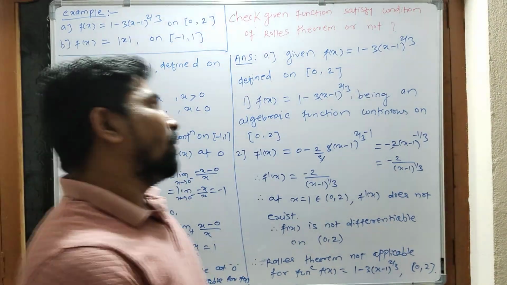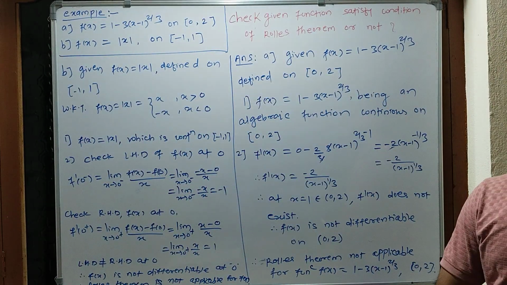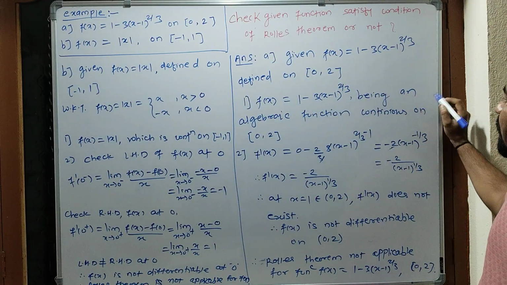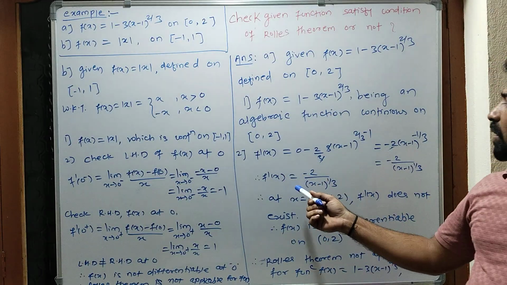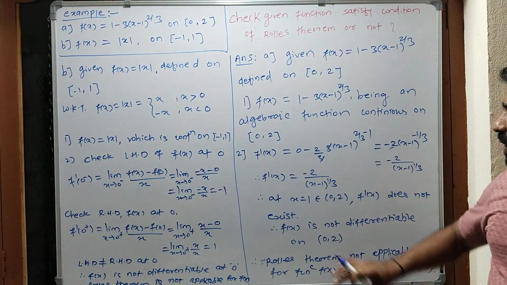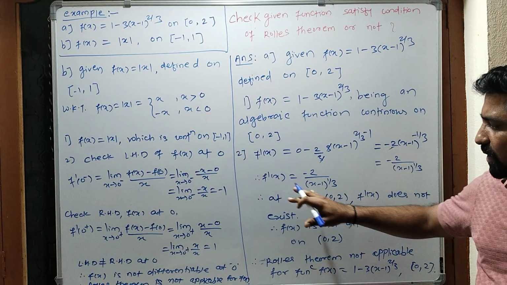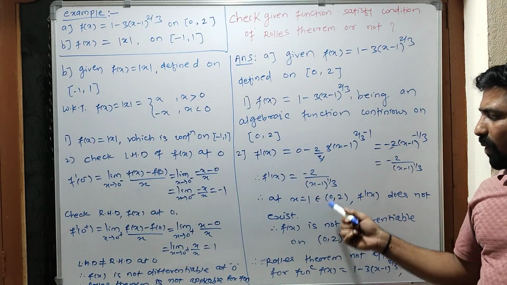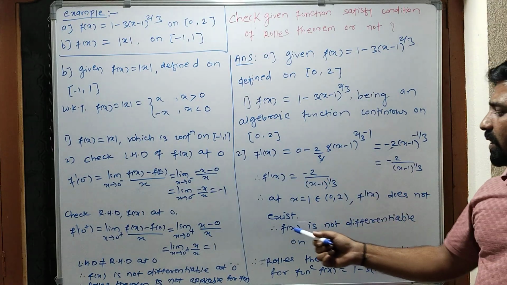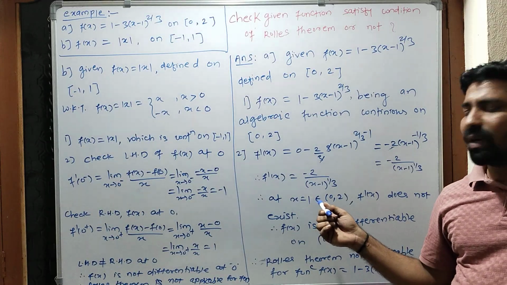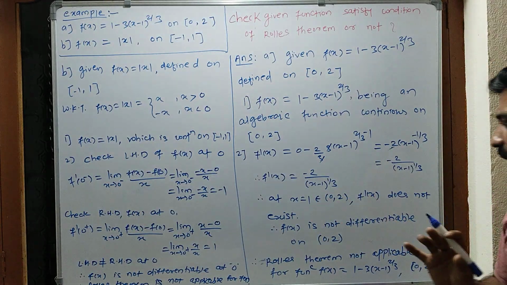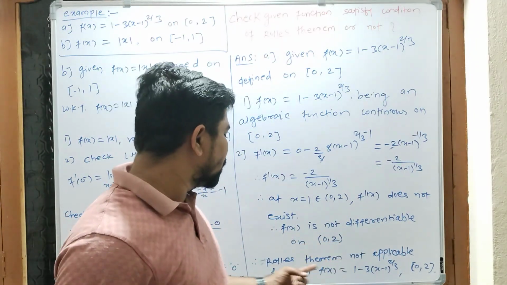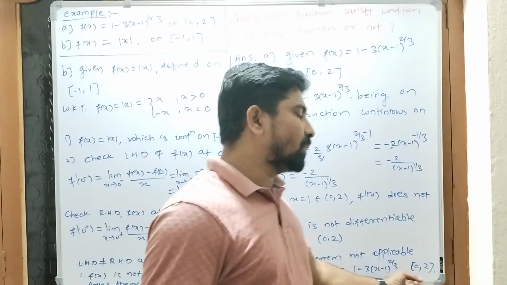So here for these two functions Rolle's theorem is not verified. Why? The first function f of x equal to 1 minus the cube root expression is continuous, but f dash of x equal to minus 2 by 3 times (x minus 1) to the power 1 by 3, and at x equal to 1 this f dash of x is not defined. And x equal to 1 belongs to the open interval 0 to 2, so the derivative of your function at x equal to 1 does not exist. This means that the function is not differentiable in the open interval 0 to 2. So Rolle's theorem is not applicable for this function f of x.